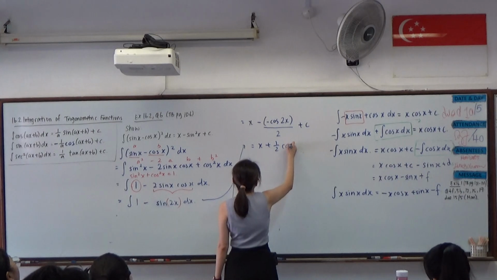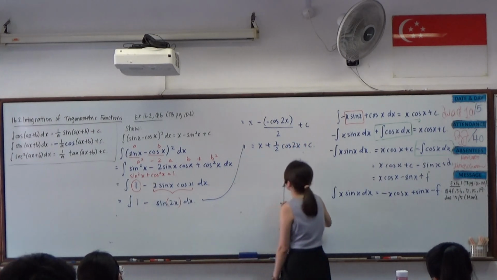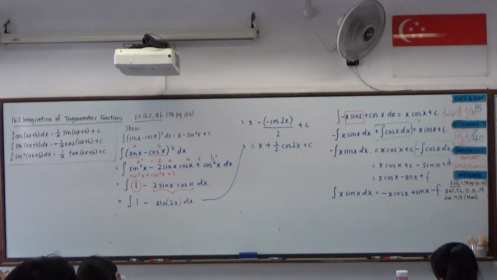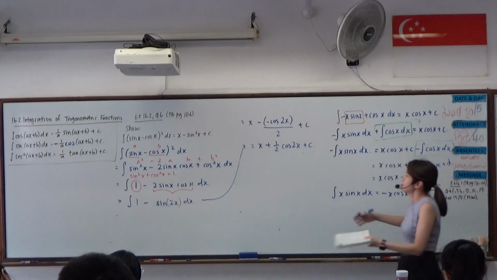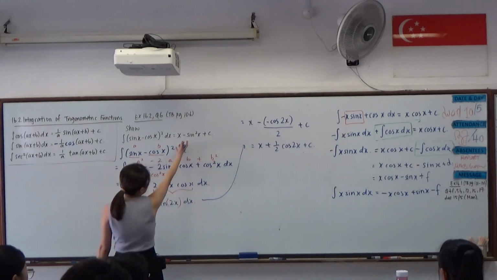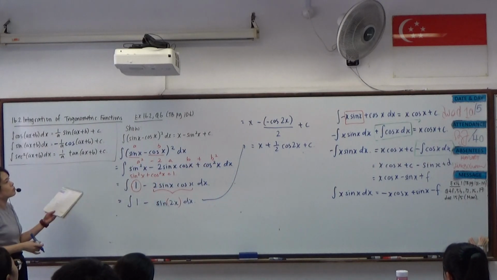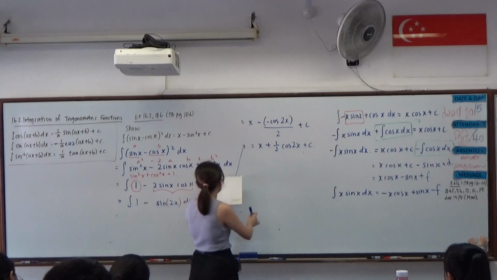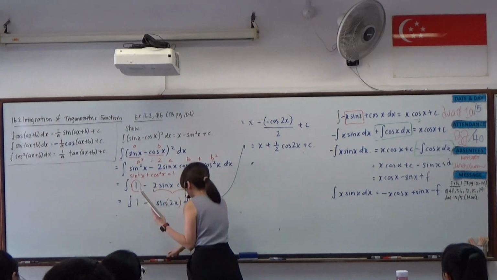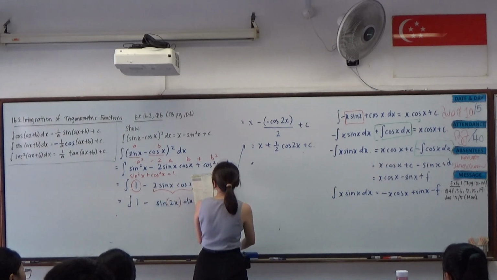And hence we get x + ½ cos 2x + c. But we're already done with the integration. Over here we want x − sin²x + c. How? Then we need to use our formula, our identity.